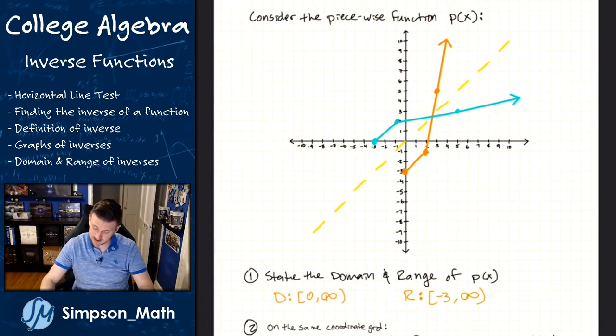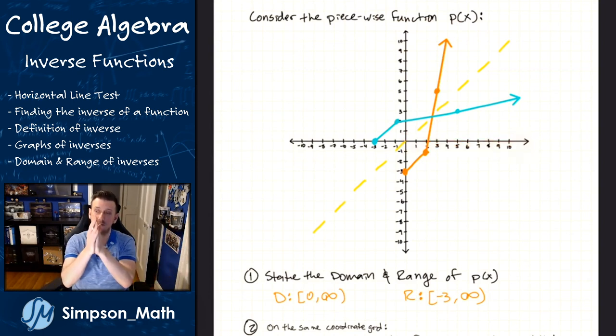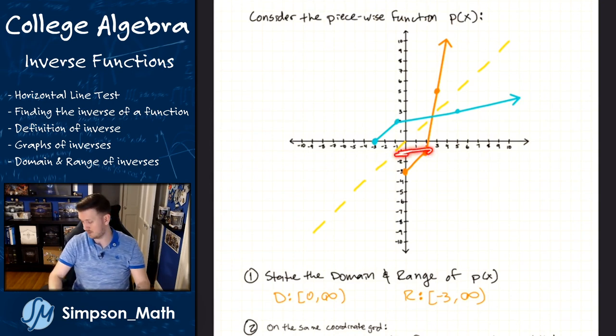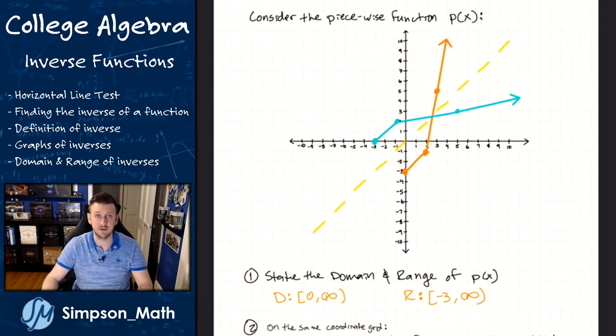The domain: smash everything onto the x-axis. We go from 0, whoosh, all the way to infinity. Then smash everything onto the y-axis, and we have values from negative 3 all the way up to infinity. So that's the range.